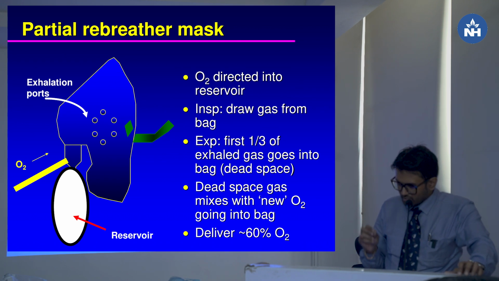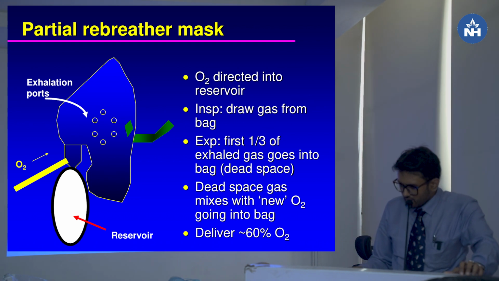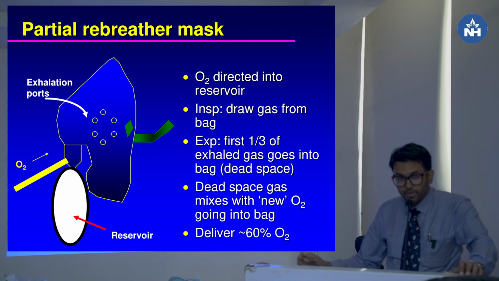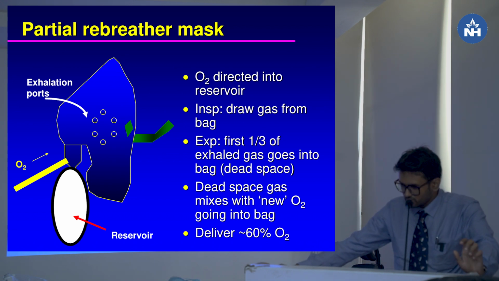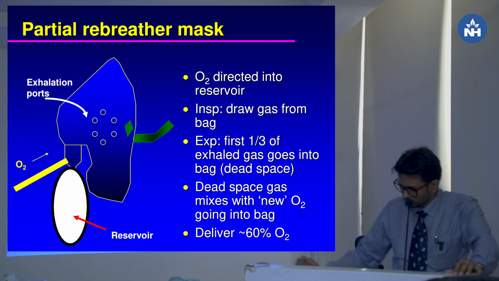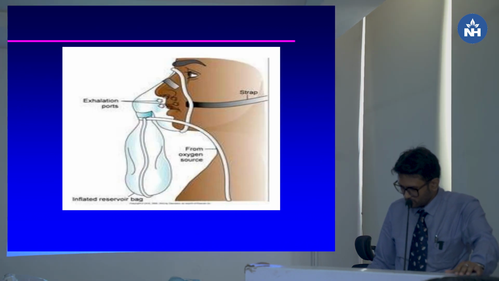First of all, oxygen is directed into the reservoir, and during inspiration, oxygen is drawn from the bag, and some part of the exhaled gases goes into the bag. That's why this is partial rebreathing, where we get fresh oxygen as well as some part of the expired air. Up to 60% FiO2 can be achieved. This is the diagram.